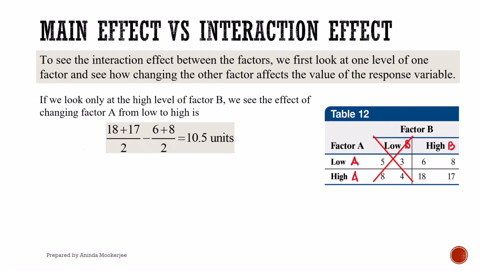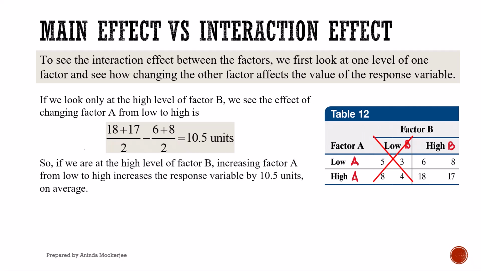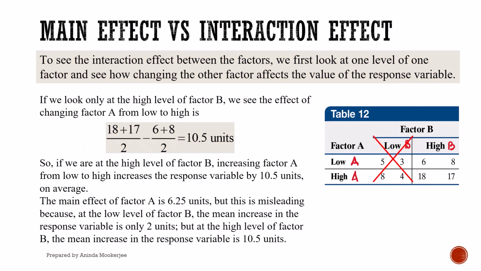However, if there is an interaction between the two factors, it can cause some confusion. It says over here, if we are at the high level of factor B, which is what we just did here, just within this box, increasing factor A from low to high increases the response variable by 10.5 units on average. However, the main effect of factor A was 6.25 units, if you recall, when we just looked at the main effect of factor A.